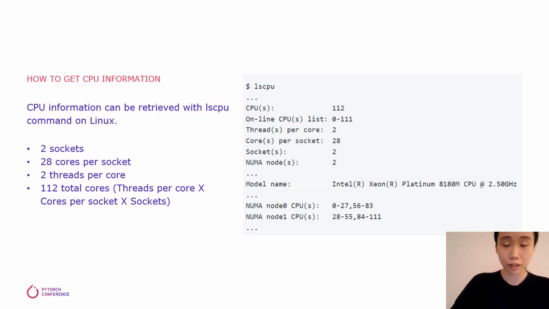Before we discuss, let's first note how users can obtain their CPU information. CPU information can be retrieved with the lscpu command on Linux. The following is an example of lscpu execution. There are two sockets, and each socket has 20 physical cores. Since hyperthreading is enabled, each core can run two threads. In other words, each socket has another 28 logical cores. Therefore, there are 112 CPU cores on service.